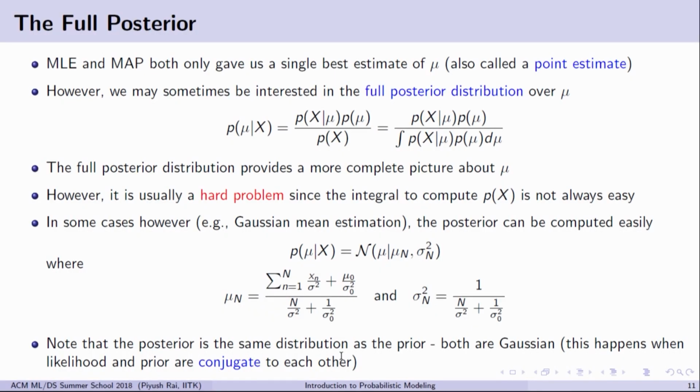One thing that I mentioned earlier is that if you notice here, what was our prior distribution? It was a Gaussian. P of mu, the prior distribution, was Gaussian. Our posterior distribution is also a Gaussian here. So the posterior is the same distribution as the prior, but of course with a different set of parameters. Both in this case are Gaussian distributions.